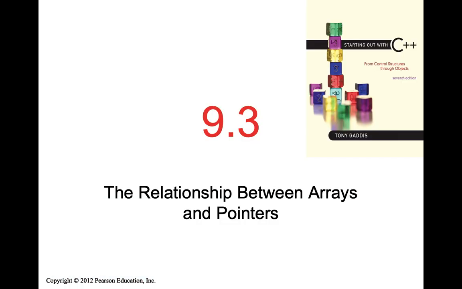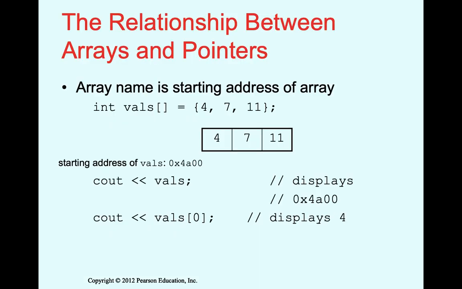So last section in this chapter, the relationship between arrays and pointers. So actually the array name is just a pointer. Array name is the starting address of an array. So it's the same as a pointer because the pointer is an address. So int vals, so 4, 7, 11. So the address of this 4 is vals. Okay. So actually vals contains some address, and this address is the address of the first element.